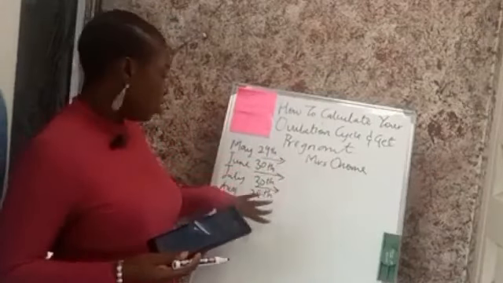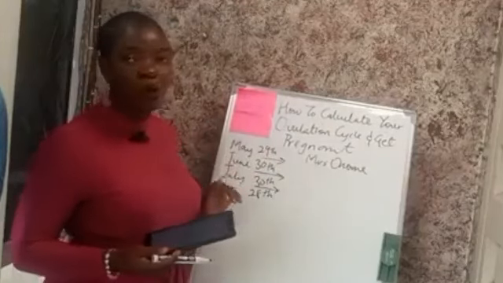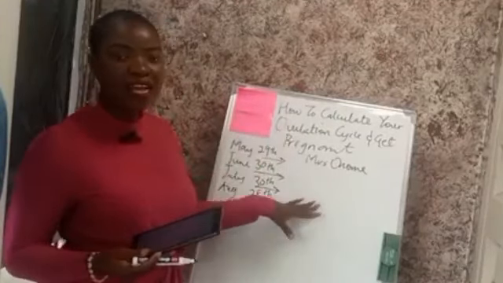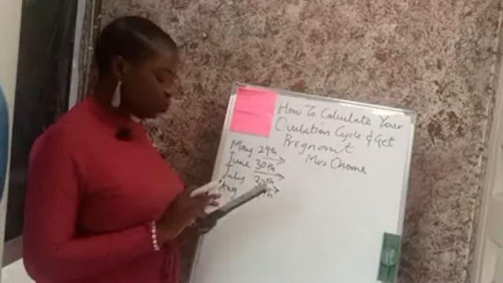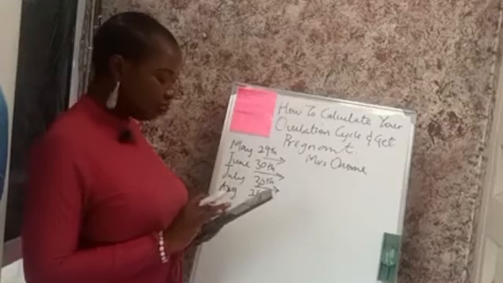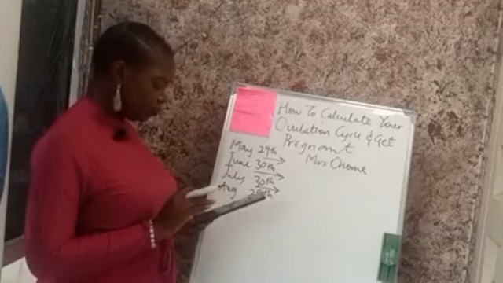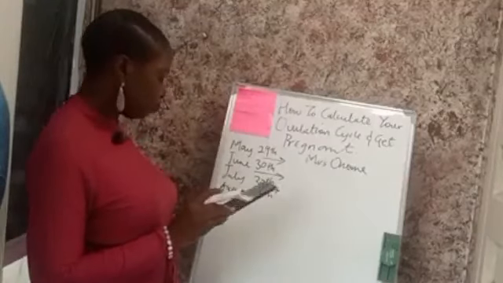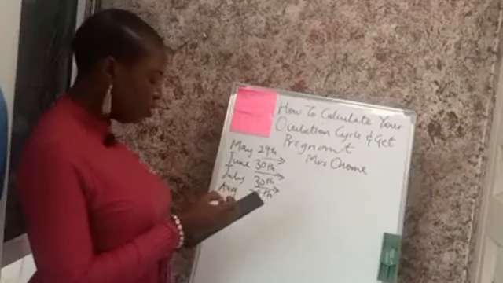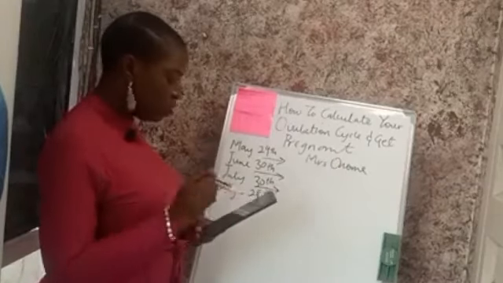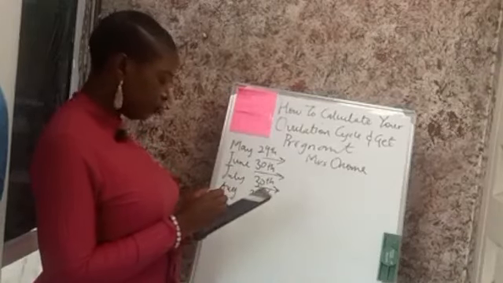Let's see when you will be ovulating. The first thing we're going to do is to look at your menstrual cycle length. So come with me, let's go to May 29th. It was on a Monday. So 29th to 5th June gives us 1 week. That's 7, 14, 21.